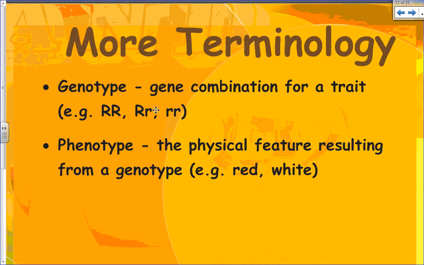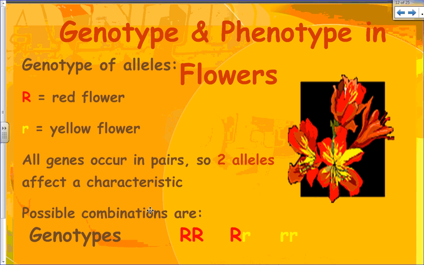Same with this one here. If we were to look at this genotype here, big R, little r, this is a heterozygous. And so we're still seeing red as a phenotype. And this one would be the only phenotype in which we'd see white flowers. So you really need to know the difference between genotype and phenotype.